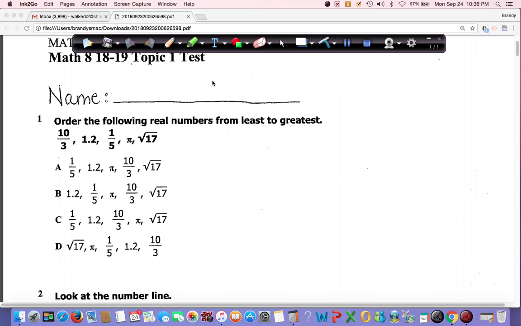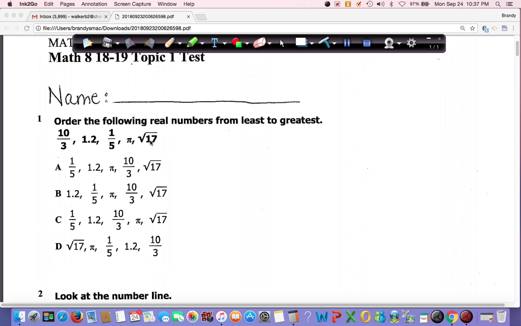Okay, number 1, order the following real numbers from least to greatest. And so we have 5 numbers: 10 thirds, 1 2/10, 1/5, pi, and the square root of 17. So they're 5 numbers and they're all in different formats, right? So we have a couple fractions, a decimal, pi, and then a square root.